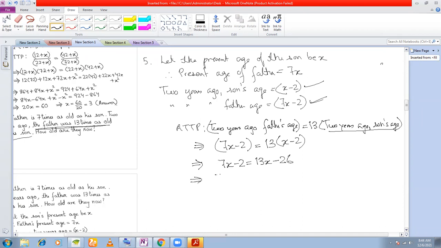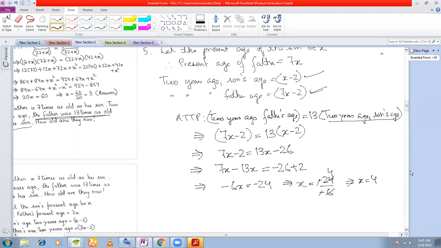I take x's on one side, so you get 7x minus 13x. The question is, how old are they now? That means you need to find their present ages. So this is minus 26 plus 2. So 7x minus 13x is minus 6x, is equal to minus 24. That means x is minus 24 by minus 6. You can cancel here. You get x is equal to 4.